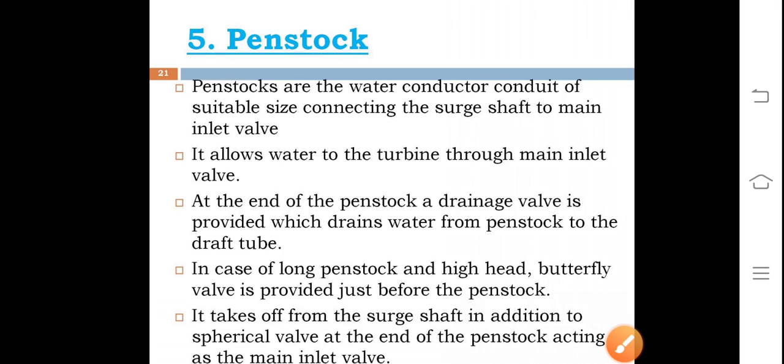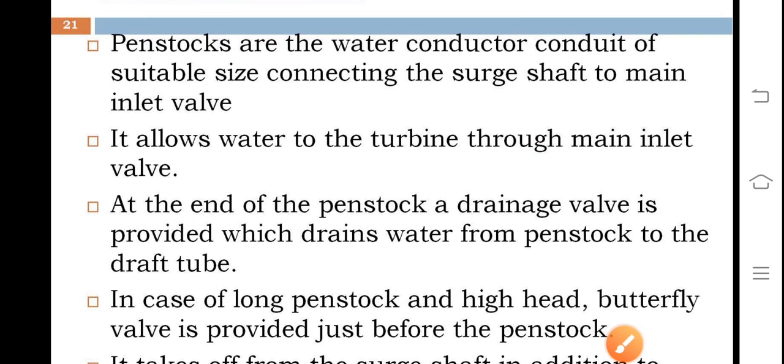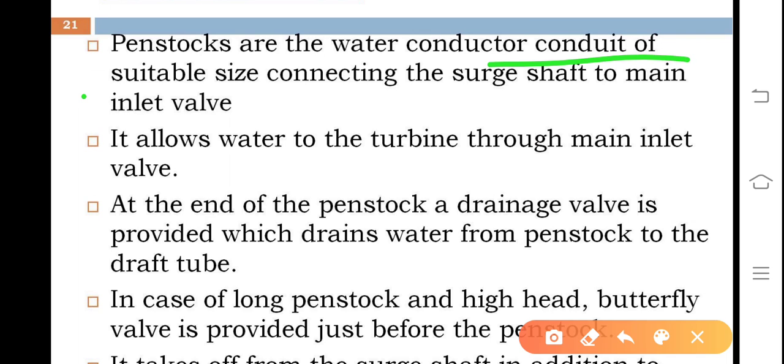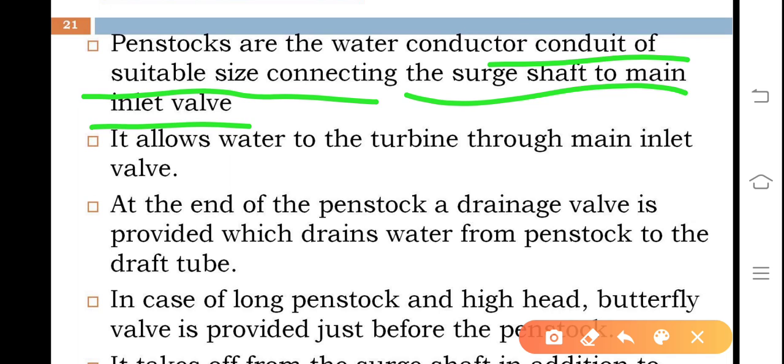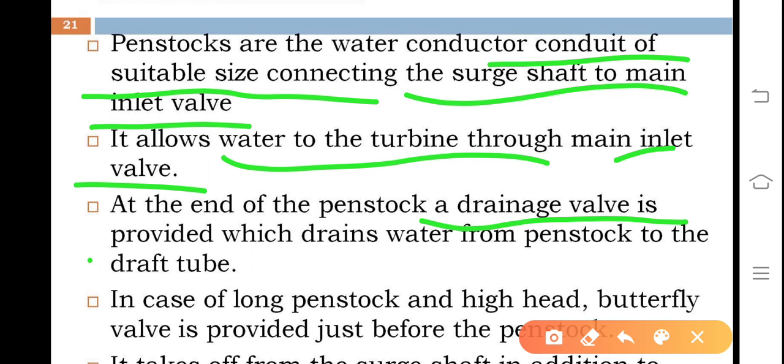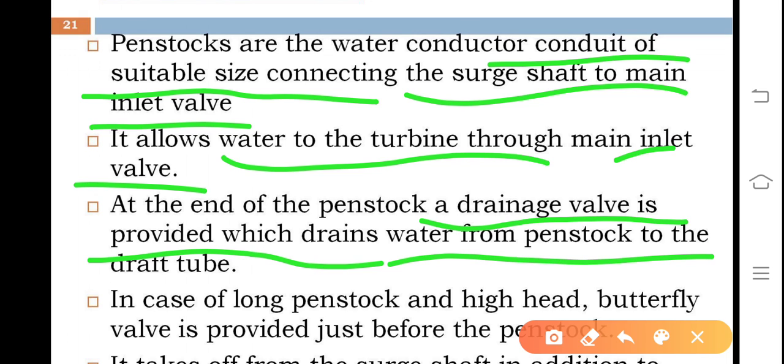Then the penstock. Penstocks are water conduits of suitable size connecting the surge shaft to the main inlet valve. It allows water to the turbine through the main inlet valve. At the end of the penstock, a drainage valve is provided which drains water from the penstock to the draft tube. In case of a long penstock and high head, a butterfly valve is provided.